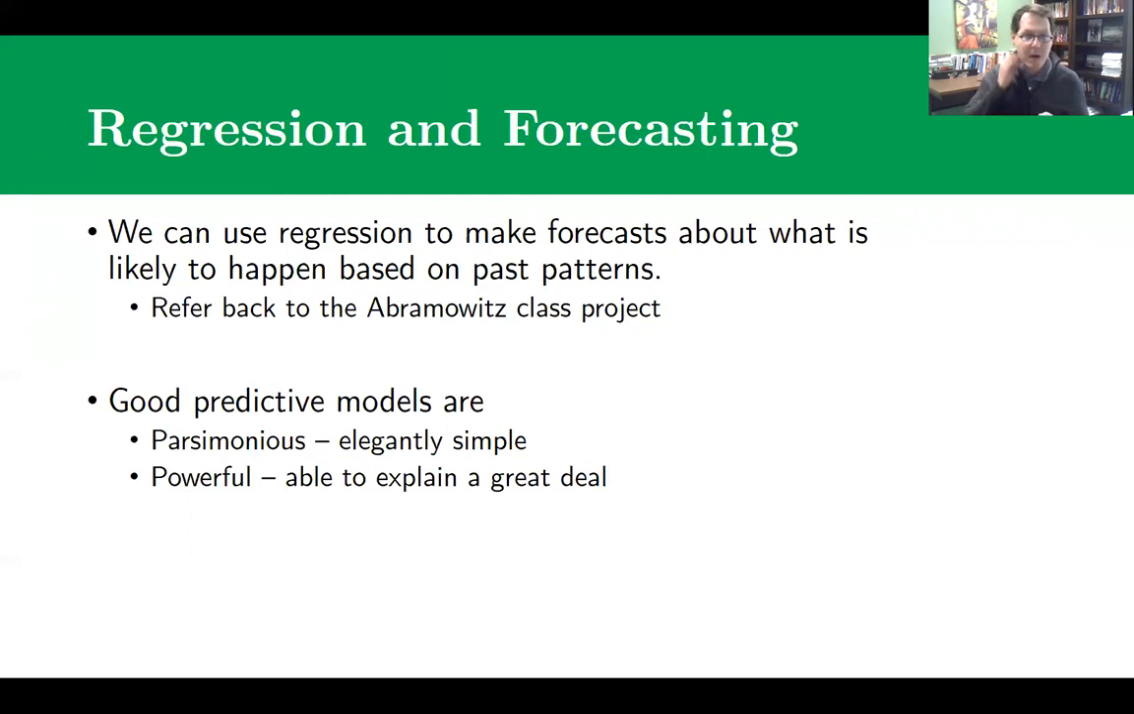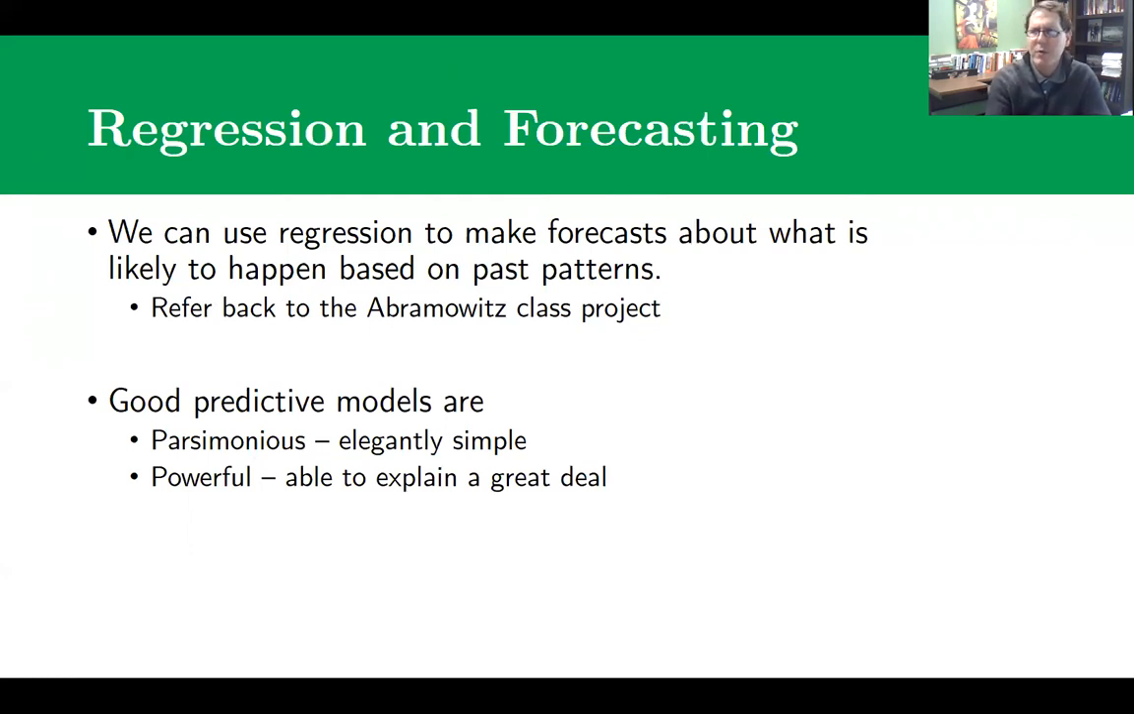One of the nice things about Abramowitz's model is that it's really pretty simple, right? It's very parsimonious, it's elegant in that we're working with just maybe 3 or 4 different independent variables. And with that, we can do a really good job of explaining our outcome, right? So it's not just parsimonious, it's also powerful. It helps us to predict and forecast in a way that's accurate, to explain a great deal of the variation.